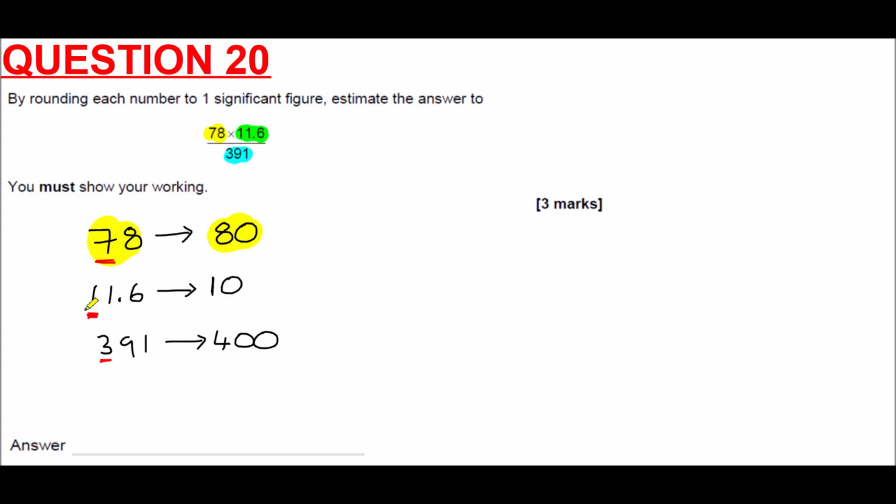And so what we're going to do now is do the calculation, but with these rounded values. When we're estimating a calculation, we don't round off at the end. We round off the values initially and then calculate with the rounded values. We estimate and then calculate. We don't calculate and then round. And so just putting these rounded values in to the initial calculation, 78 becomes 80.